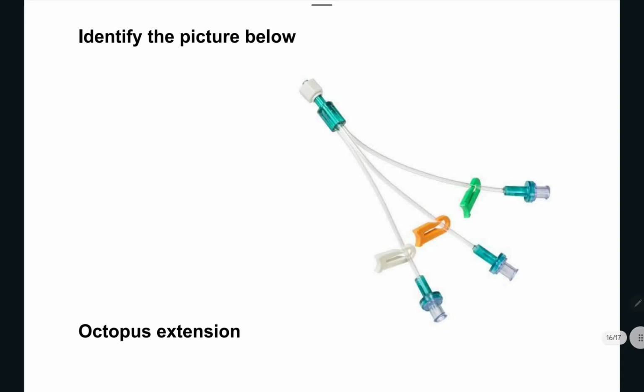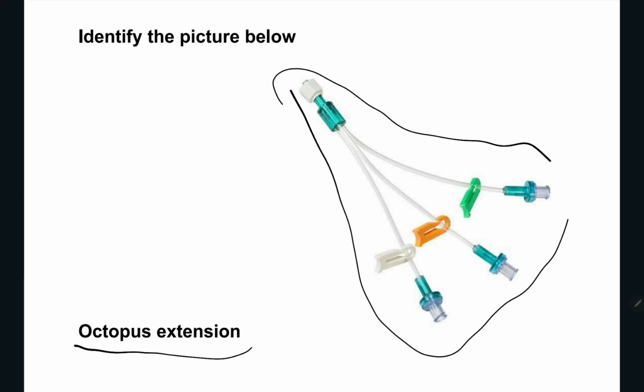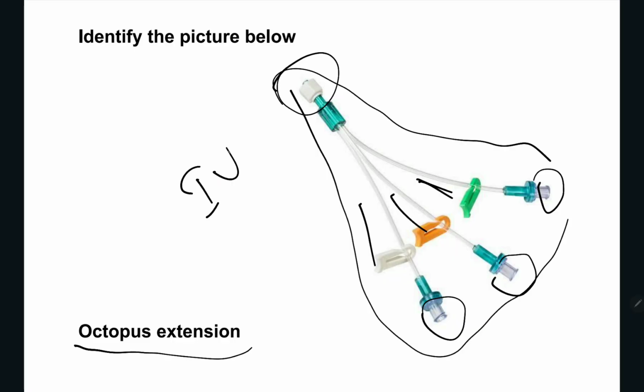The next item is an octopus extension. This item is the octopus extension. By this we can give the injection through 3 ports. Three ports, nothing but opening, port. This one is connected to the IV cannula, and by this we can administer the injections.